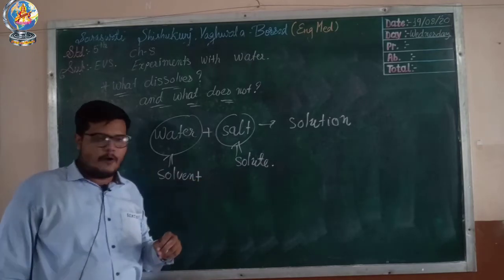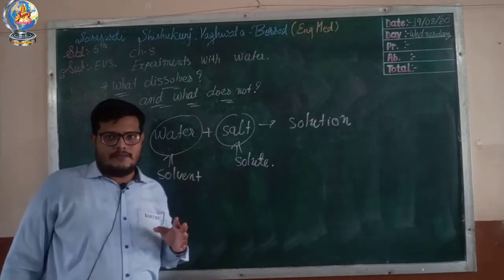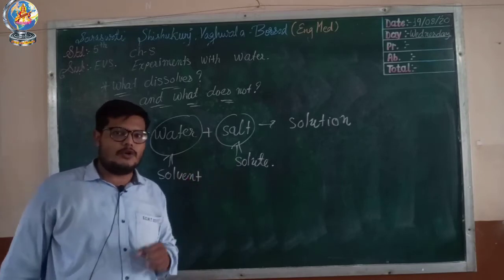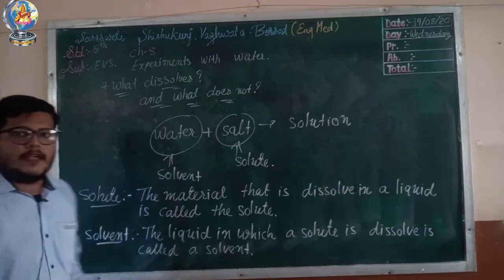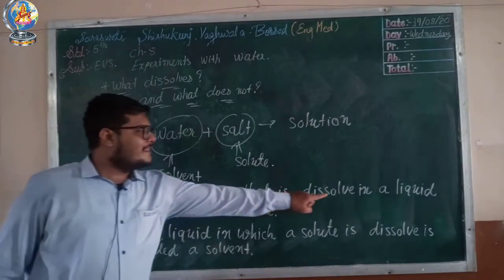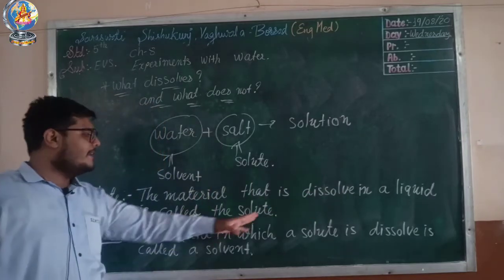Two definitions we have, solute and solvent. So let's see the definitions of solute and solvent. See here, the definition. The first one is solute: the material that is dissolved in a liquid is called solute.